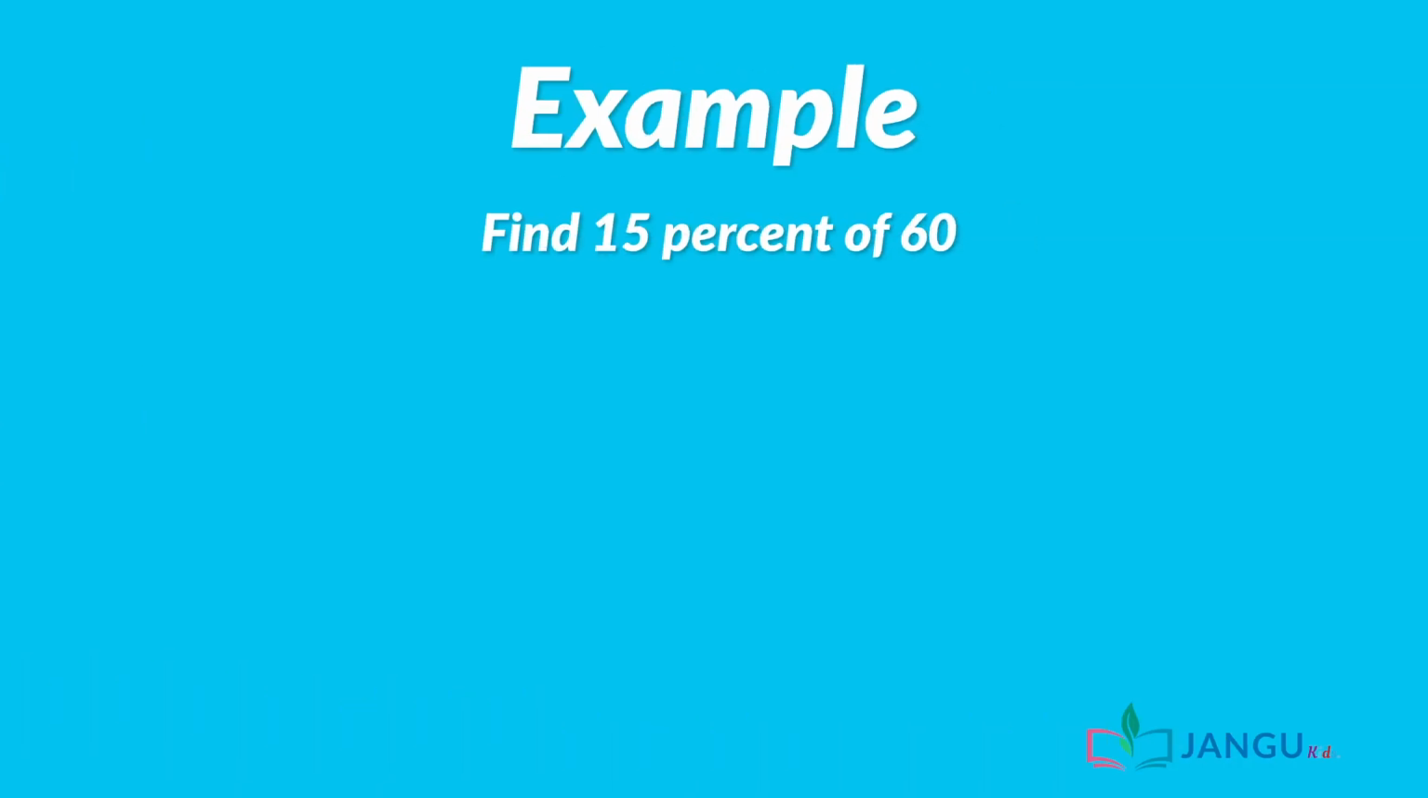Find 15% of 60. First, we express it as a fraction. 15 over 100, then we multiply it by 60. 15 over 100 equals 0.15. Multiplied by 60 equals 9. Therefore, 15% of 60 is 9.